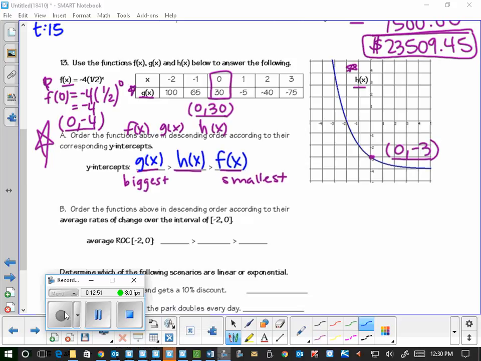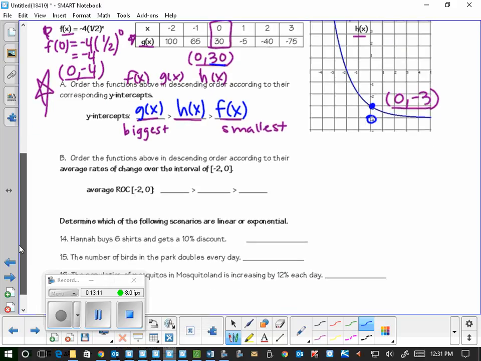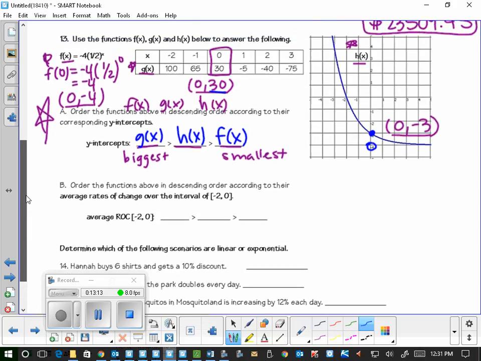Okay, here is the order. G of x was the biggest because it was at 0, 30. That's way up there on the y-axis, right? Then h of x, and then f of x. If you're looking at this, here is h of x's y-intercept. This is where f of x is. Isn't h of x higher than f of x? Yes. Okay, so now we're going to look at the average rates of change of these.